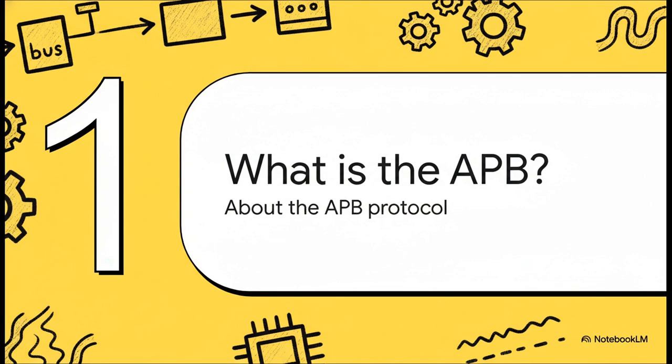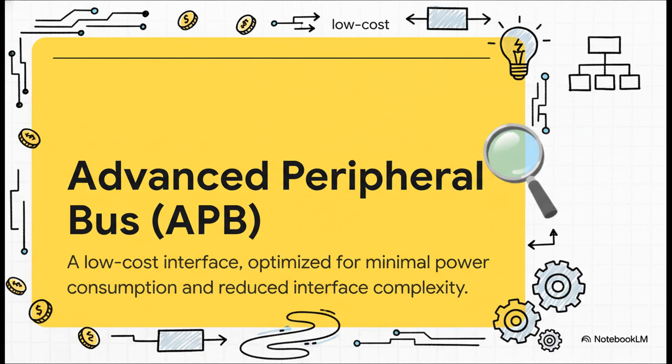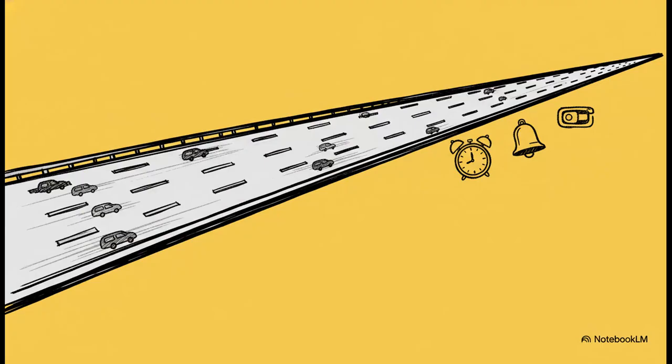First things first, what is the Advanced Peripheral Bus? Well, if you look at the official AMBA spec, it literally calls it a low-cost interface optimized for minimal power and complexity. And that right there tells you everything. The whole mission of APB isn't about blazing speed. It's about being simple, power efficient, and super easy for engineers to work with. So what that means is it's the bus you use for all the low-speed stuff on a chip. Things like setting a timer, managing interrupts, or just flipping a configuration bit.